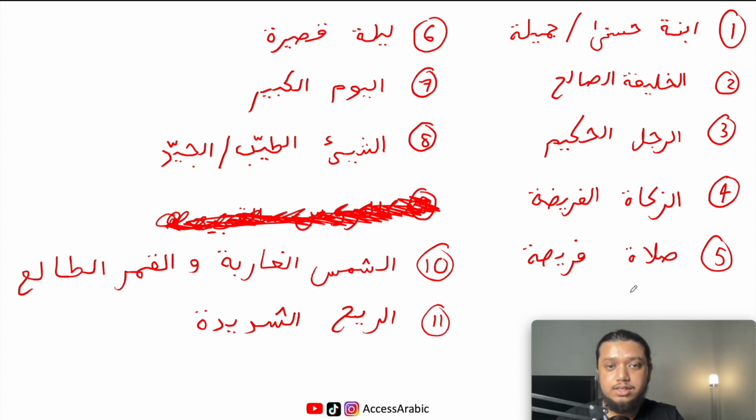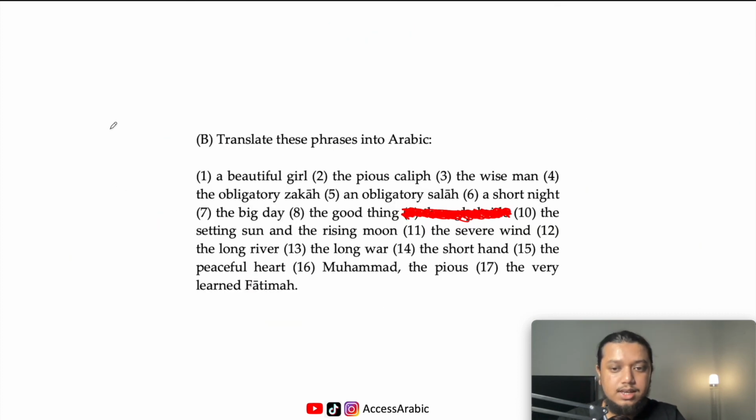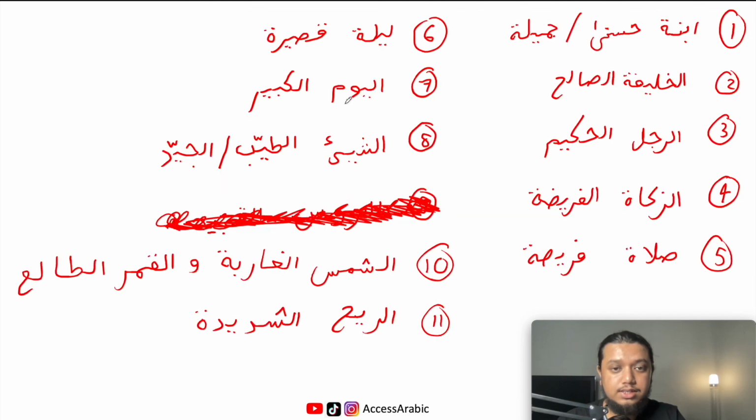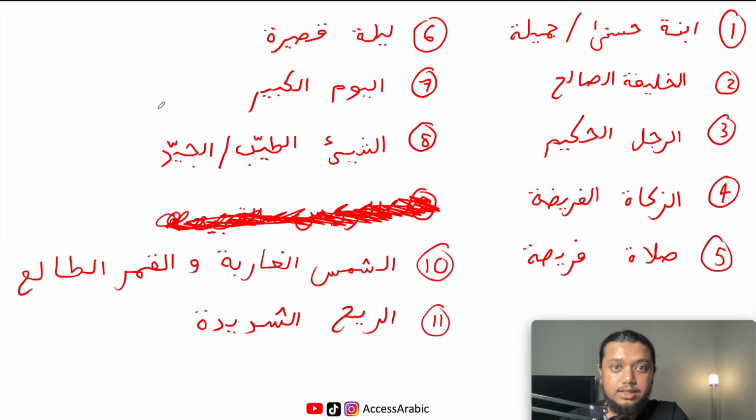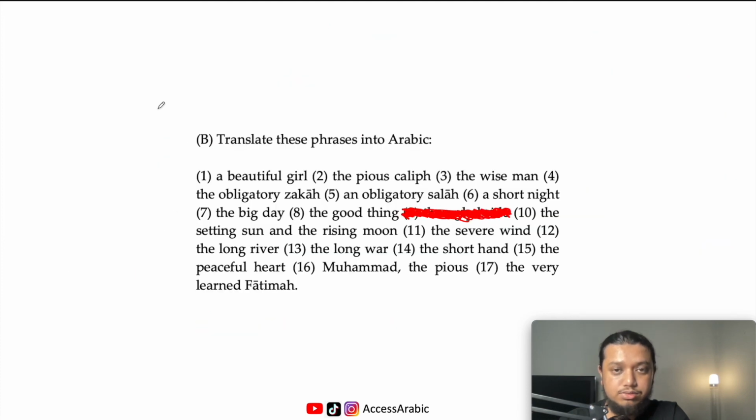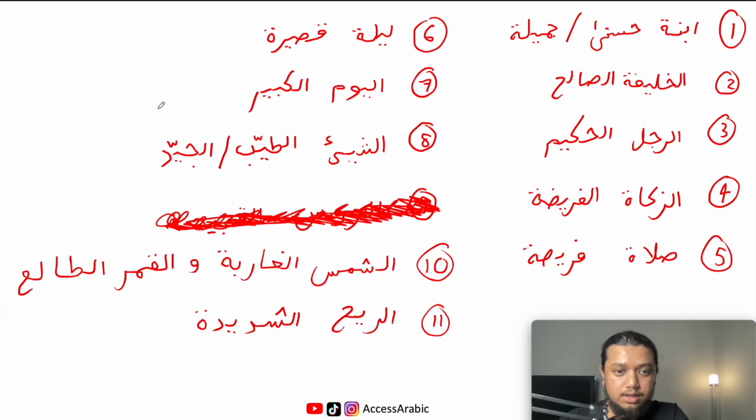And number 5 is asking for an obligatory salah, so it could be referring to either Fajr, Dhuhr, Asr, Maghrib or Isha. So Salatun Faridah. Number 6 is a short night, that is Laylatun Qasirah. Number 7 is referring to the big day, which is Al-Yawm Al-Kabir. Number 8 is referring to the good thing, which is Al-Shay' Al-Tayyib or Al-Shay' Al-Jayyid.